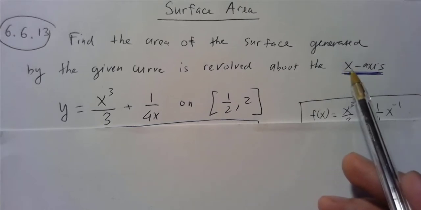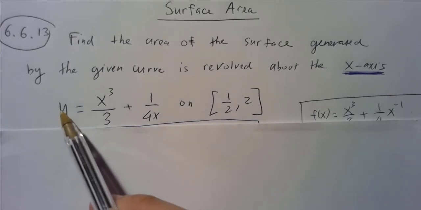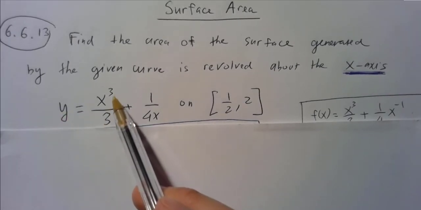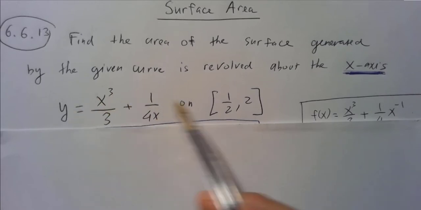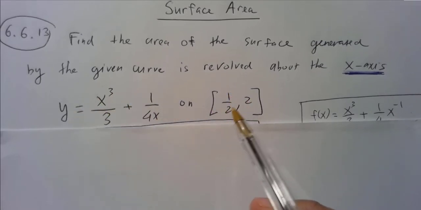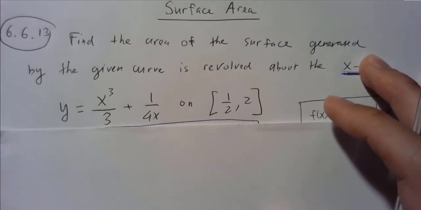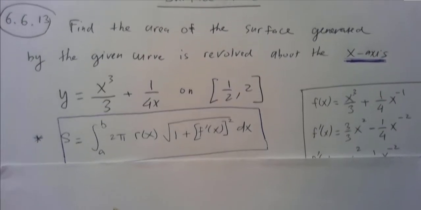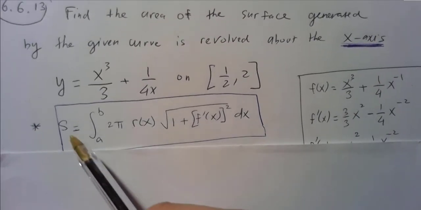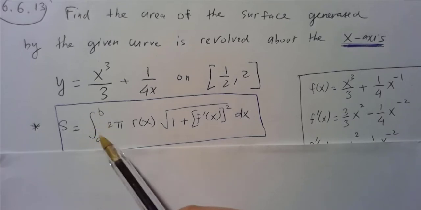So the x-axis is the axis of revolution. Now y equals x to the third power over 3 plus 1 over 4x. This is the curve on 1/2 to 2 on the x-axis. Okay, so we know that the formula for the surface area is S equals 2 pi integral from a to b. This is the limit on the x-axis.